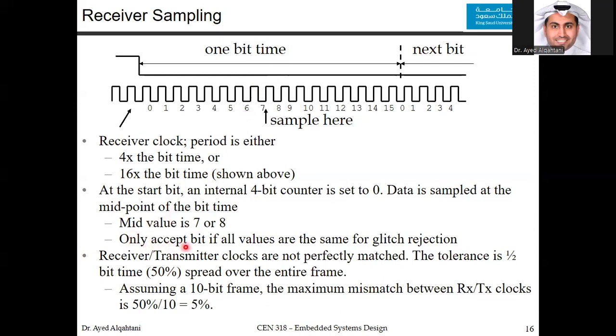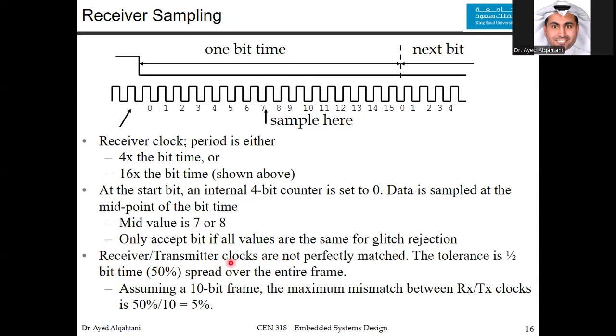The receiver only accepts the bit if all the values are the same, for glitch rejection. If it wants to make sure, the receiver could read 7, 8, and probably 9. So it makes 3 readings and they should all match. If they match, it will accept the value.